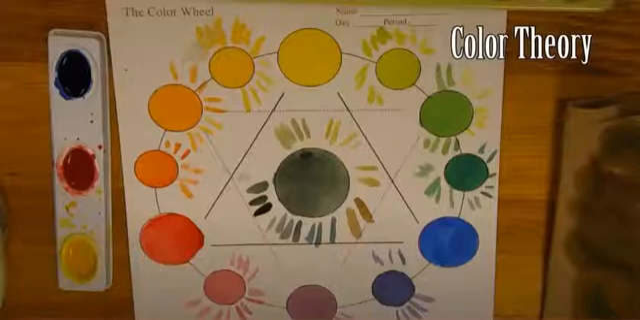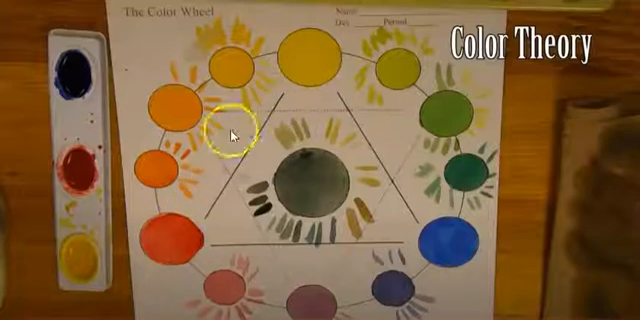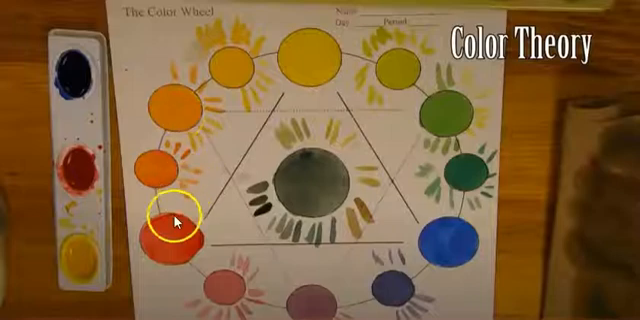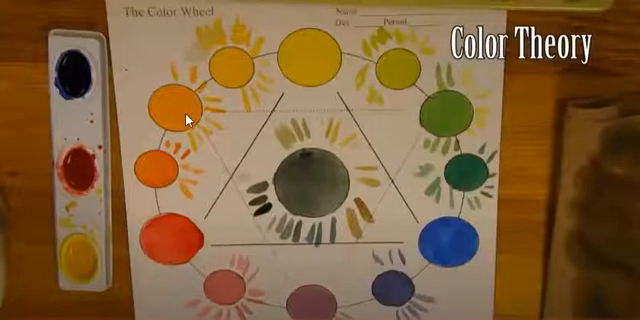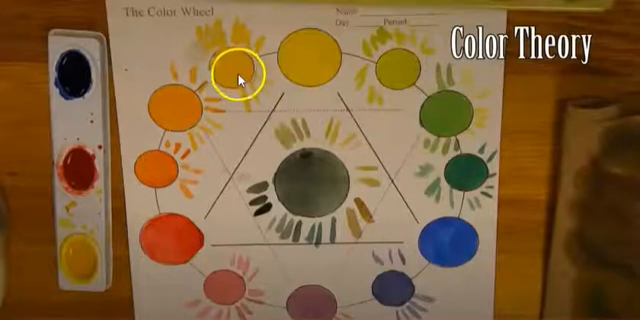So if primary means 1, secondary means 2, and tertiary means 3, it makes sense then that if you add a 1 plus a 1, you get a 2. A primary plus a primary, you get a secondary. And it makes sense then that if you add a 2 plus a 1, you get a 3. A secondary plus a primary makes a tertiary. Simple math.